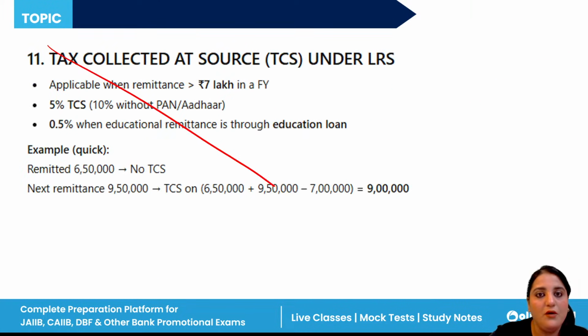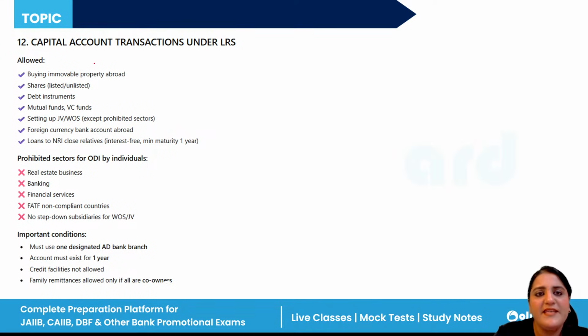Clear? Now, capital account transactions under the LRS. What is allowed? Buying immovable property abroad, that is allowed. Shares, listed, unlisted, that is also allowed. Debt instruments, mutual funds, allowed. Setting up joint ventures and wholly owned subsidiaries is also allowed. Foreign currency bank account abroad, it is allowed. Loan to NRI close relatives, it is also allowed.